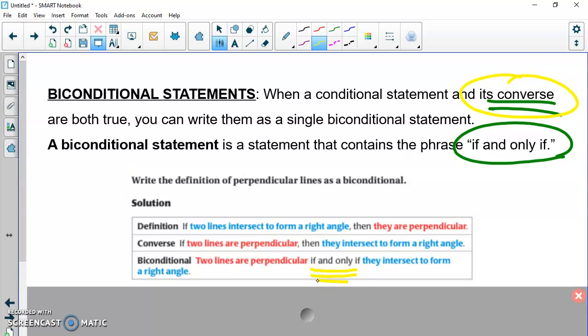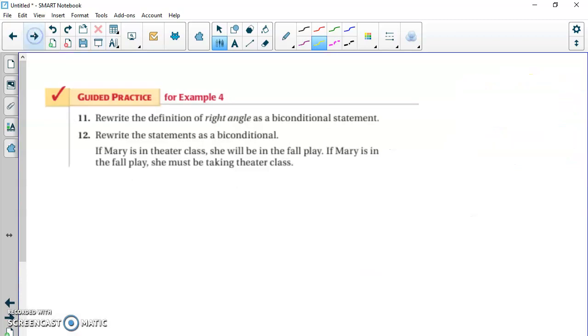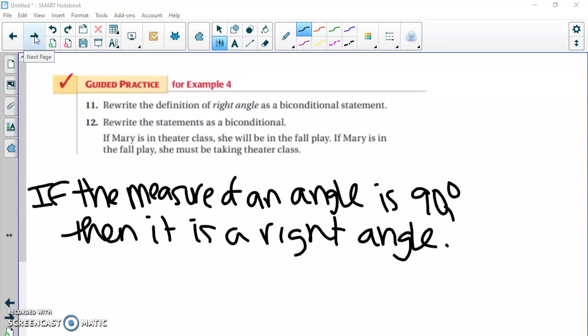So that means, depending on what you have, you are allowed to go from left to right or right to left, meaning hypothesis to conclusion or conclusion to hypothesis. So let's try one. Rewrite the definition of a right angle as a biconditional statement. All right, so definition of a right angle: if the measure of an angle is 90 degrees, then it is a right angle.